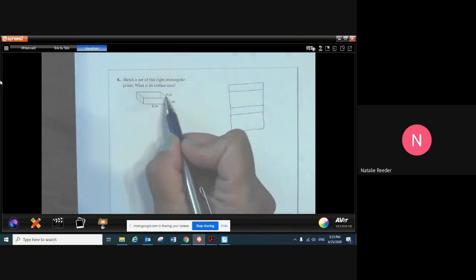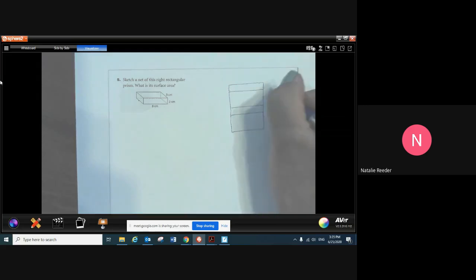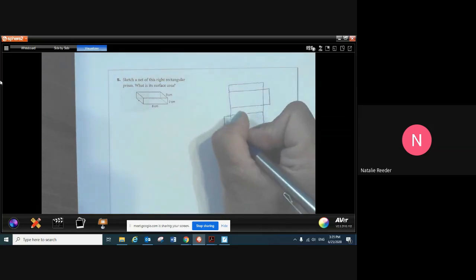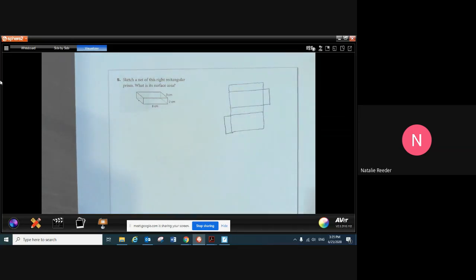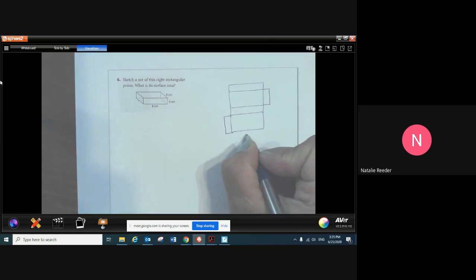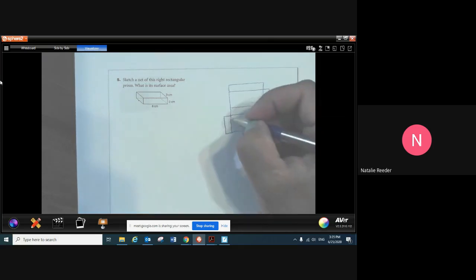Now the 2 sides would go on the sides of the box here, and then I'll go on this side of the box. Now this one doesn't say in the question that you have to write the dimensions, but you should. So this long length here is the length of the front here, which is 8 centimeters.